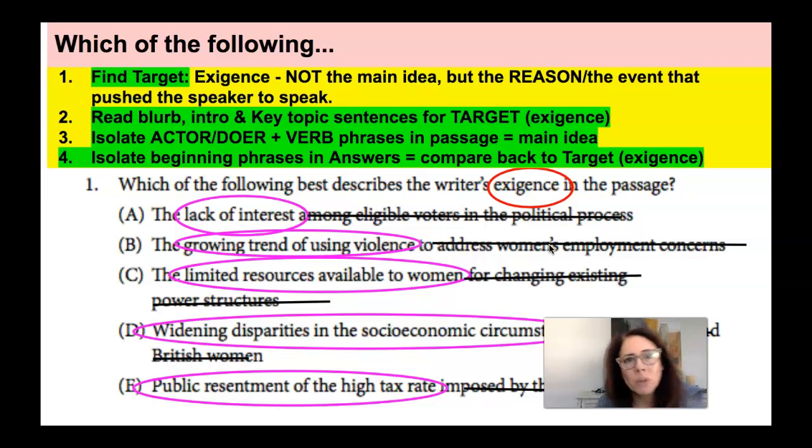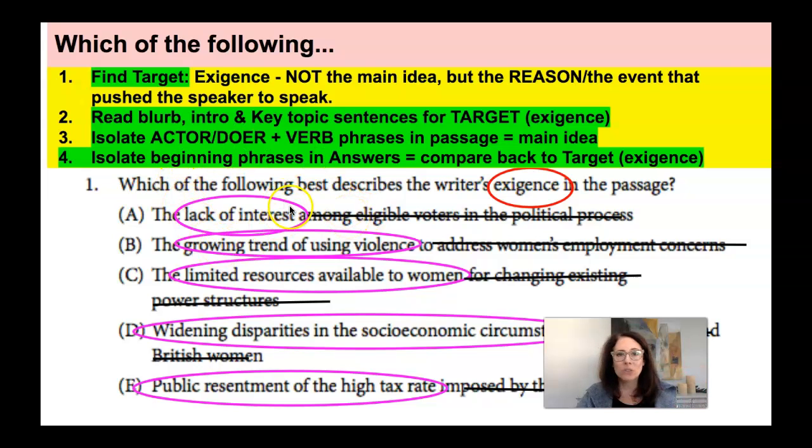You may remember with the letter to George Bush that we did in class for multiple choice writing, we were looking at the very beginning verb phrases. Here, they tend not to be verb phrases. They are noun phrases, but we're still going to take a look at the very beginning word of those constructions. Okay, so we have lack of interest.